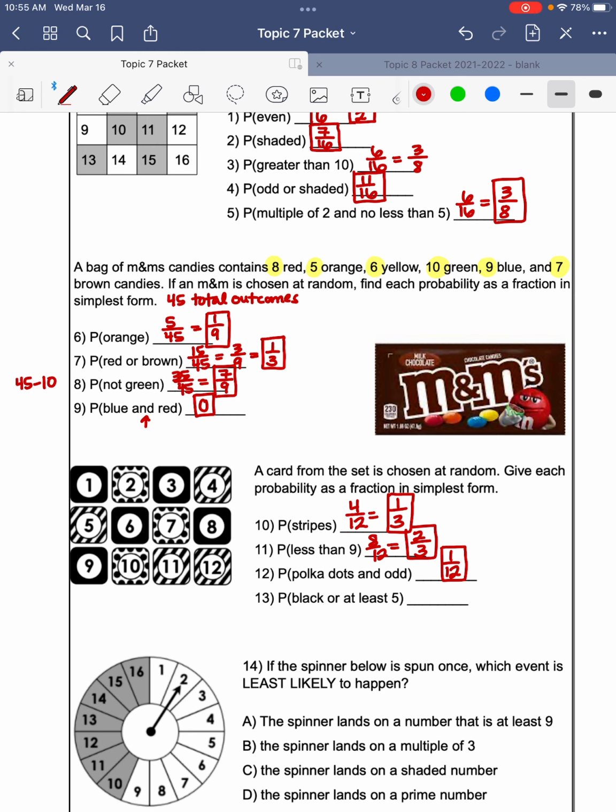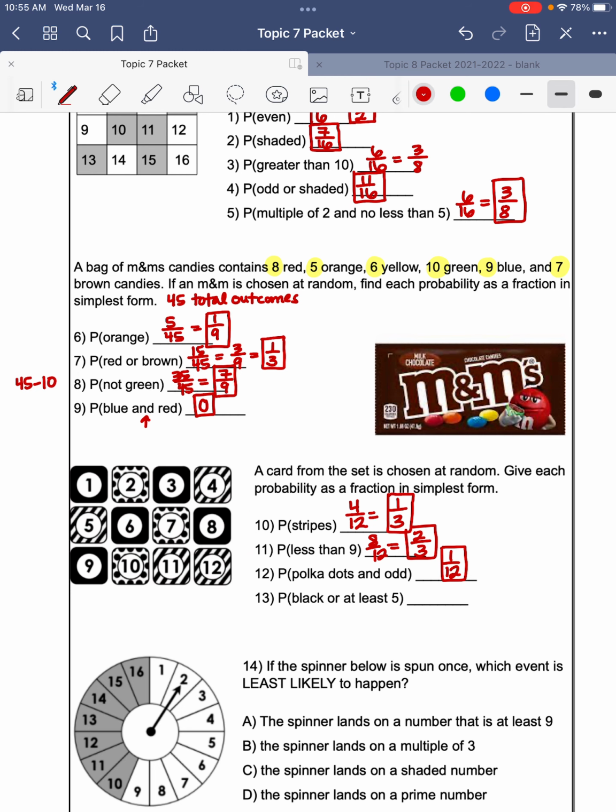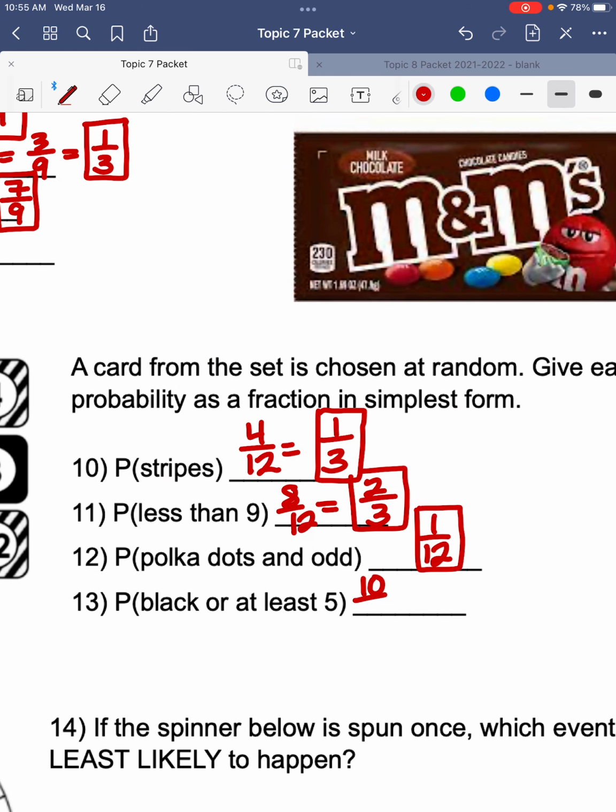Number 13, probability of it being black or at least 5. So black or at least 5. So all of my black cards count. So 1, 2, 3, 4, 5. But at least 5 means 5 and bigger. So 6, 7, 8, 9, 10. So I'm counting 10 out of 12. So 10 out of 12, does that reduce?